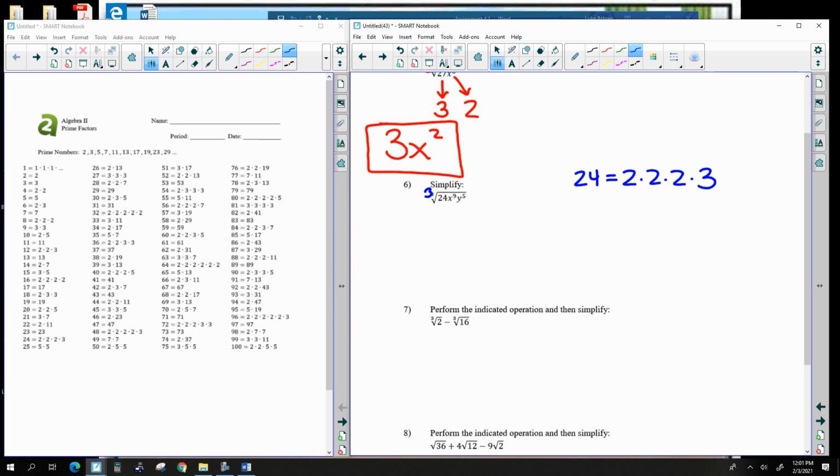Because this is a third root, I'm looking for groups of 3. So I'm able to make a group of 3 of those 2's. So that's a 2 on the out and a leftover 3 on the in. So long story short, what the 24 is, 2 on the out, 3 on the in.